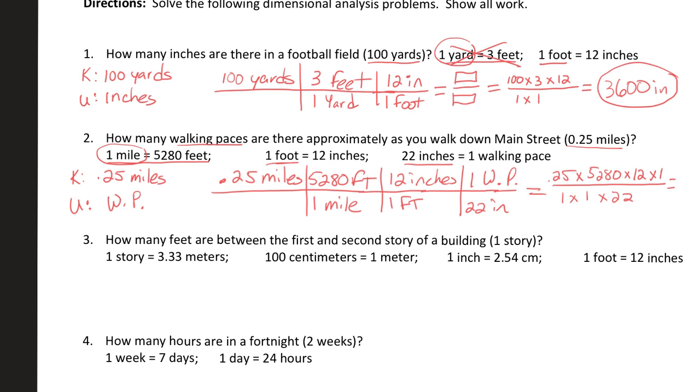So 0.25 times 5,280 times 12 times 1. I'm going to use the little button there to drop down to the bottom, and it's going to be 1 times 1 times 22. I press the equal sign, and I get 720 walking paces. I'm going to circle that since I have to. Some of these problems will get kind of long, so it's a good idea to start them as far over to the left-hand side as you can.